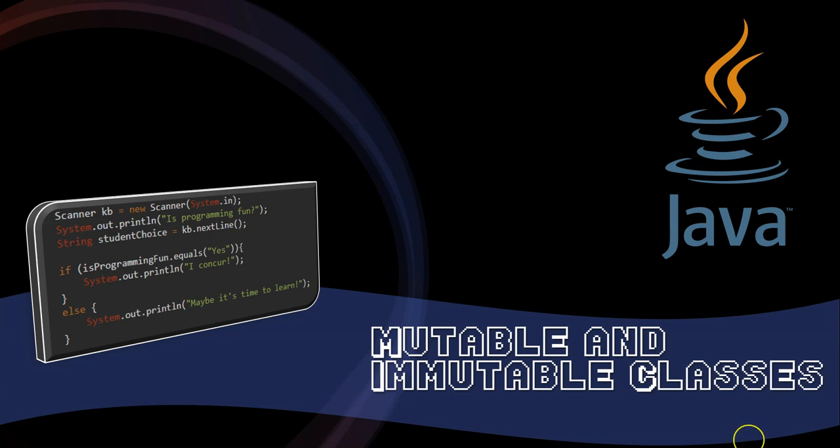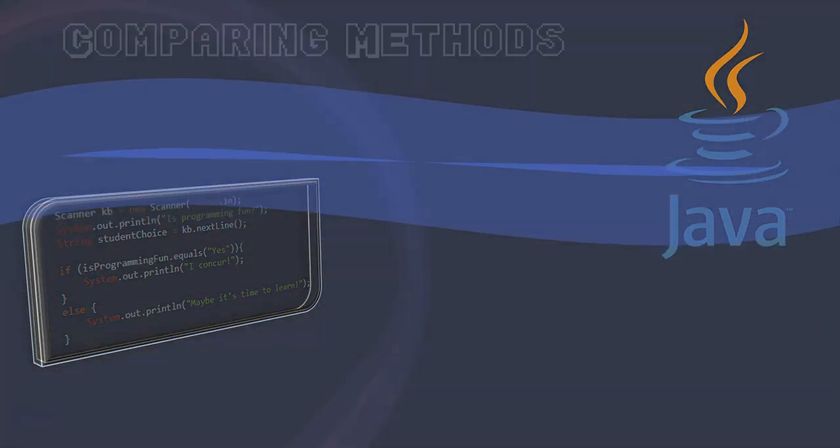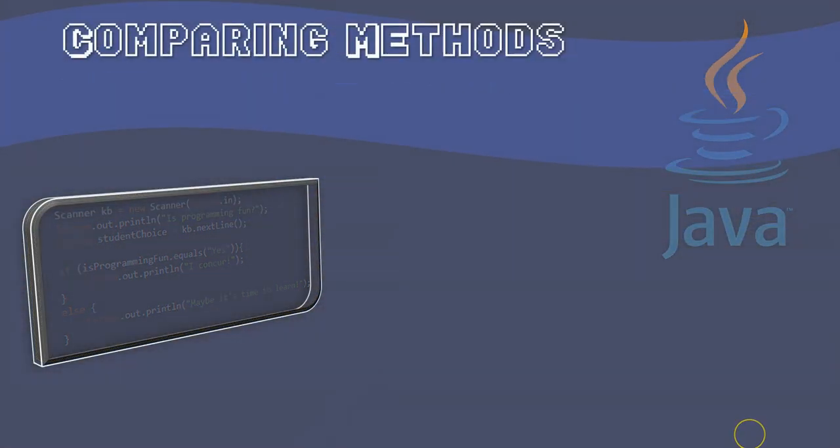And welcome back. As we continue our programming journey, let's discuss the difference between mutable and immutable classes. So let's start off by looking at an example of comparing methods.